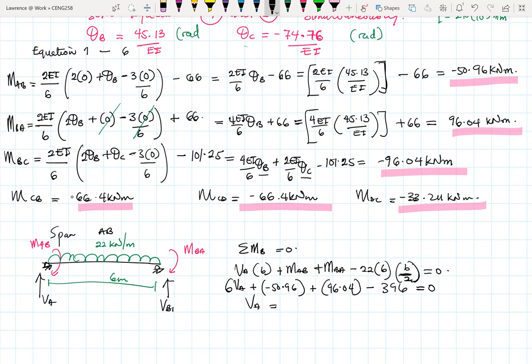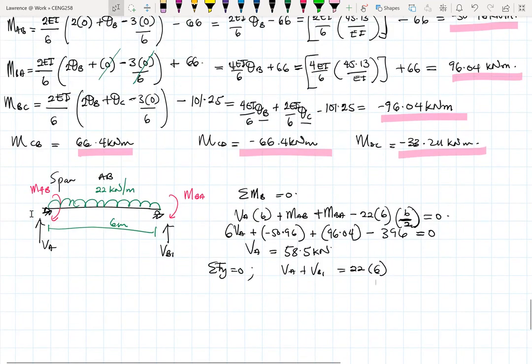So I'll end up with 396, 96.04, and then 50.96, divided by 6. So this is 58.5. Then VA plus VB1 will be equal to 22 times 6. At this point, you are doing basic structural analysis, and nothing new. So our VB1 will be equal to 22 times 6 plus 50.